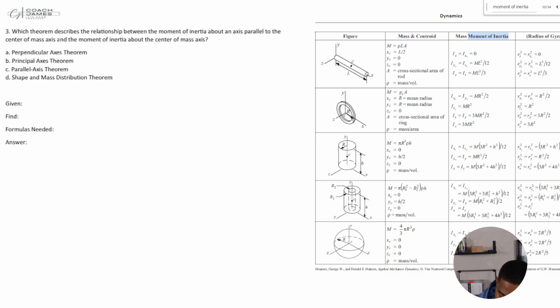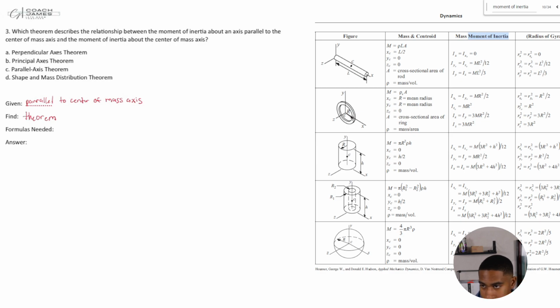So you're trying to find a theorem, and they're saying that the axis needs to be parallel about an axis to the center of mass axis. So you're given that it's parallel to the center of the mass axis, and the moment of inertia about the center of mass axis. Okay. So basically, parallel seems to be very important.